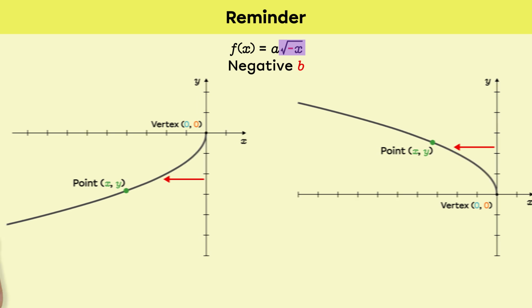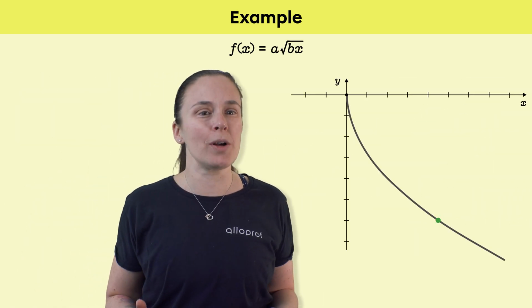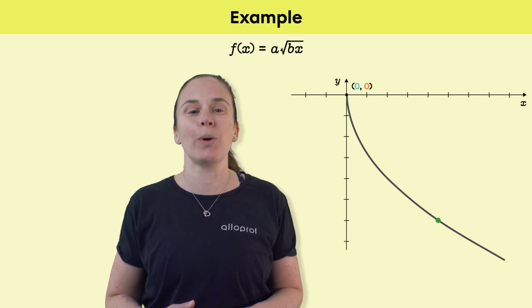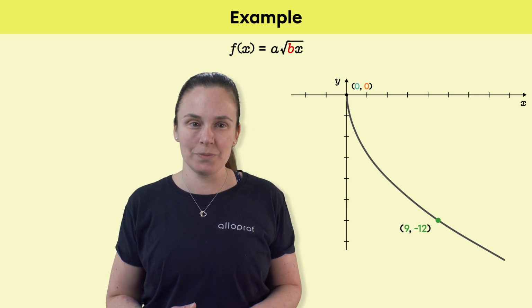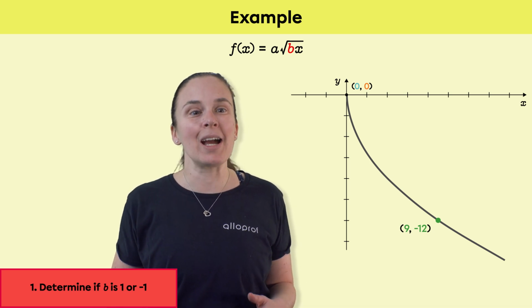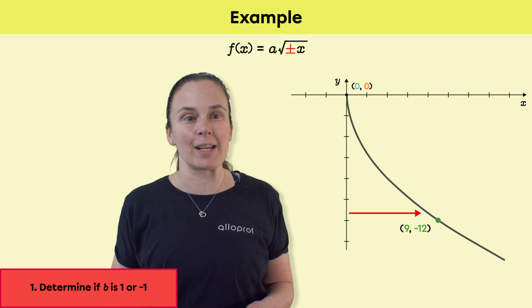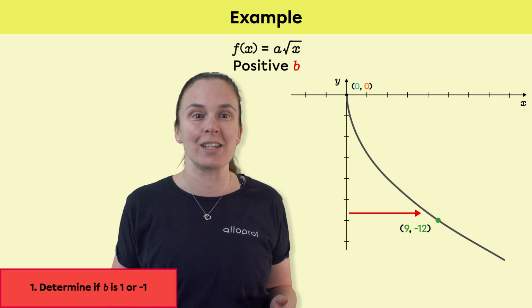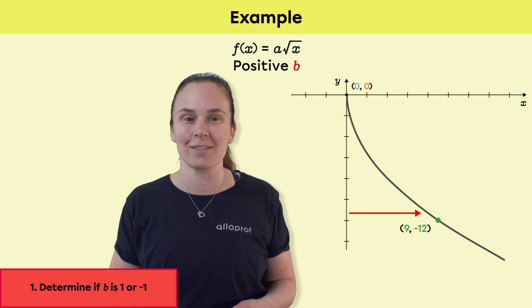Let's do an example. We want to find the rule of the square root function with its vertex at the origin and that passes through the point (9, -12). First, we need to determine the sign of parameter b. Since the point (9, -12) is to the right of the vertex, parameter b is positive, which means the form of the rule is simply f of x equals a times the square root of x.